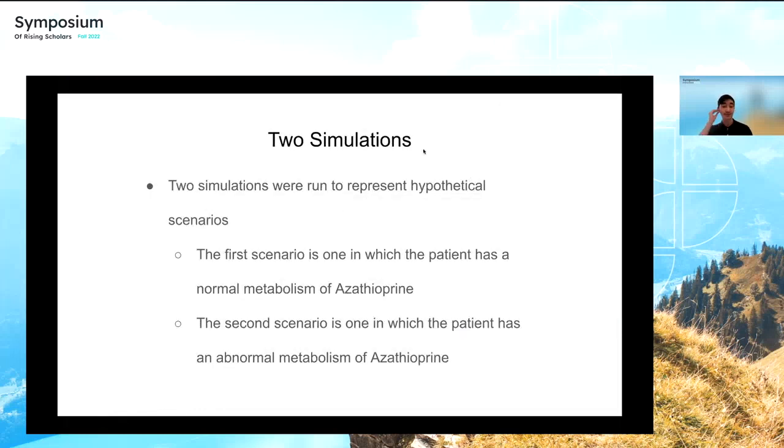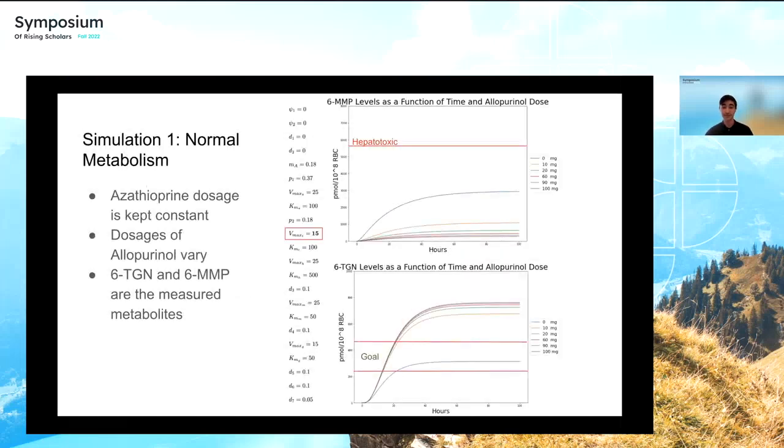And so with the system of differential equations, 2 simulations were run to represent hypothetical scenarios. The first scenario is one in which the patient has a normal metabolism of azathioprine. The second scenario is one in which the patient has an abnormal metabolism of azathioprine. So in this first simulation, it's important to know that azathioprine dosage is kept constant throughout. What's actually changing is the dosages of allopurinol.